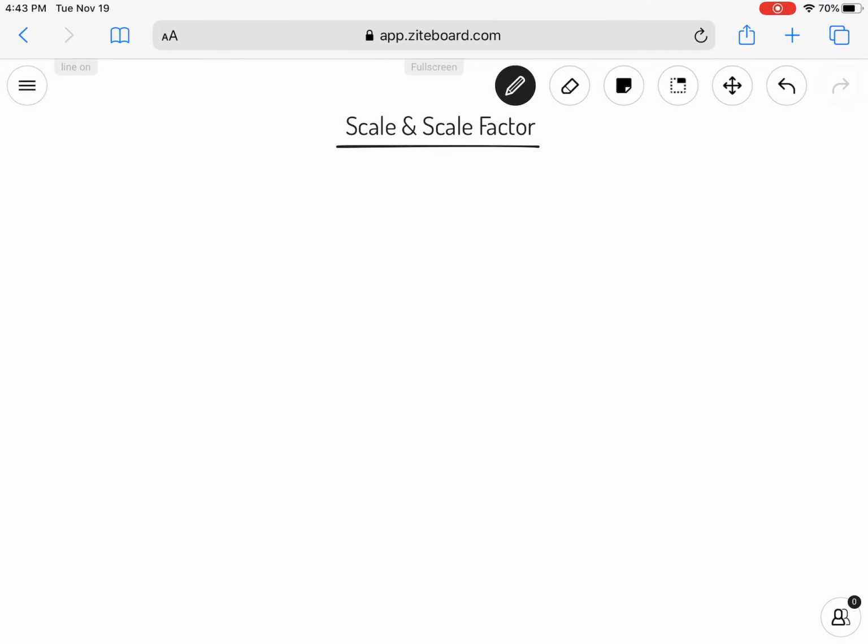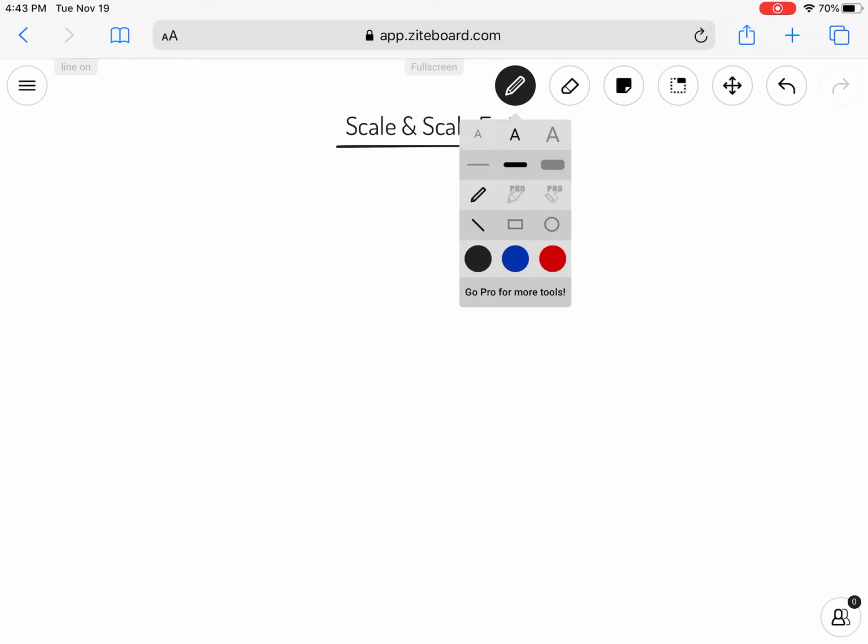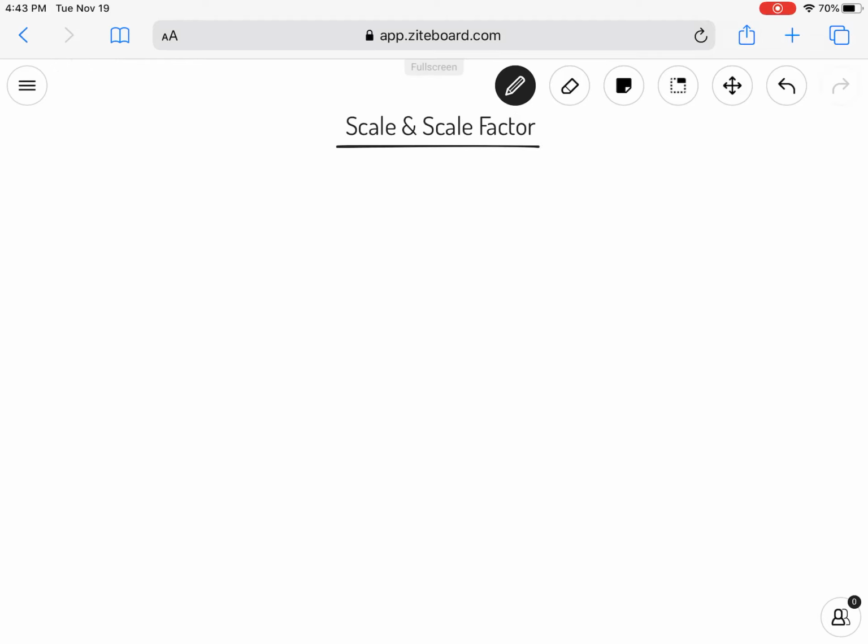Okay, so for this video we're going to talk about the use of scales and scale factors. And scales, not measuring or weighing anything, but in fact what we're doing with a scale is comparing two different quantities. Okay, so we're going to have different quantities with different units.